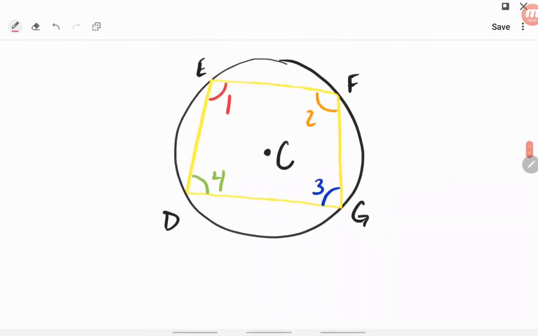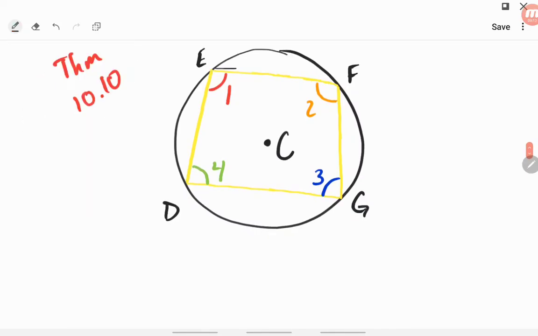All right, next part, theorem 10.10. This one says, if we've got a polygon that is inscribed in a circle, it's inscribed in this circle. We've got point, point, point, point. All of those vertices are on the edge of our circle. And in particular, we're dealing with a quadrilateral. So a quadrilateral can only be inscribed in a circle if and only if its opposite angles are supplementary.